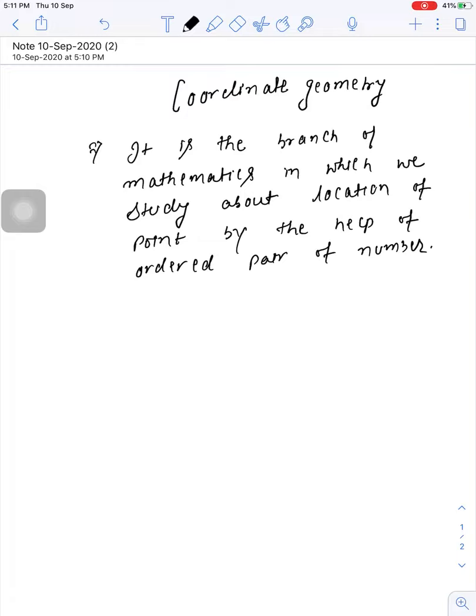So according to the definition, what is coordinate geometry? It is the branch of mathematics in which we study about the location of point. So what is the meaning of location of point? This is very important. The word location of point is very important. So why is it important?